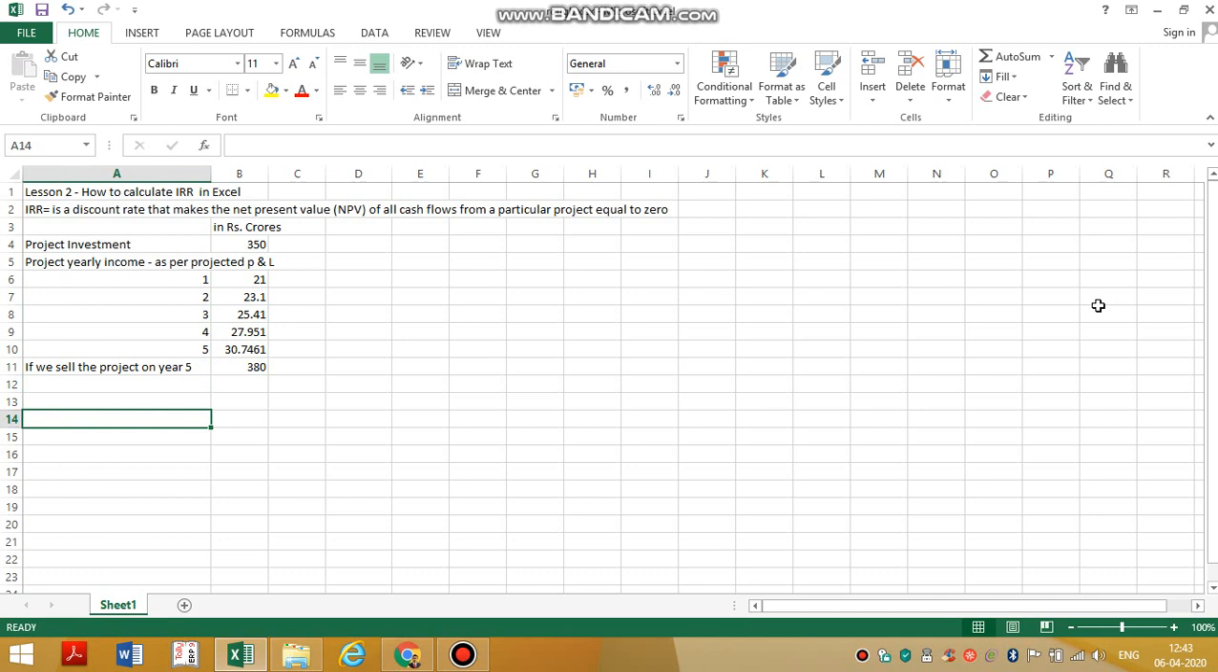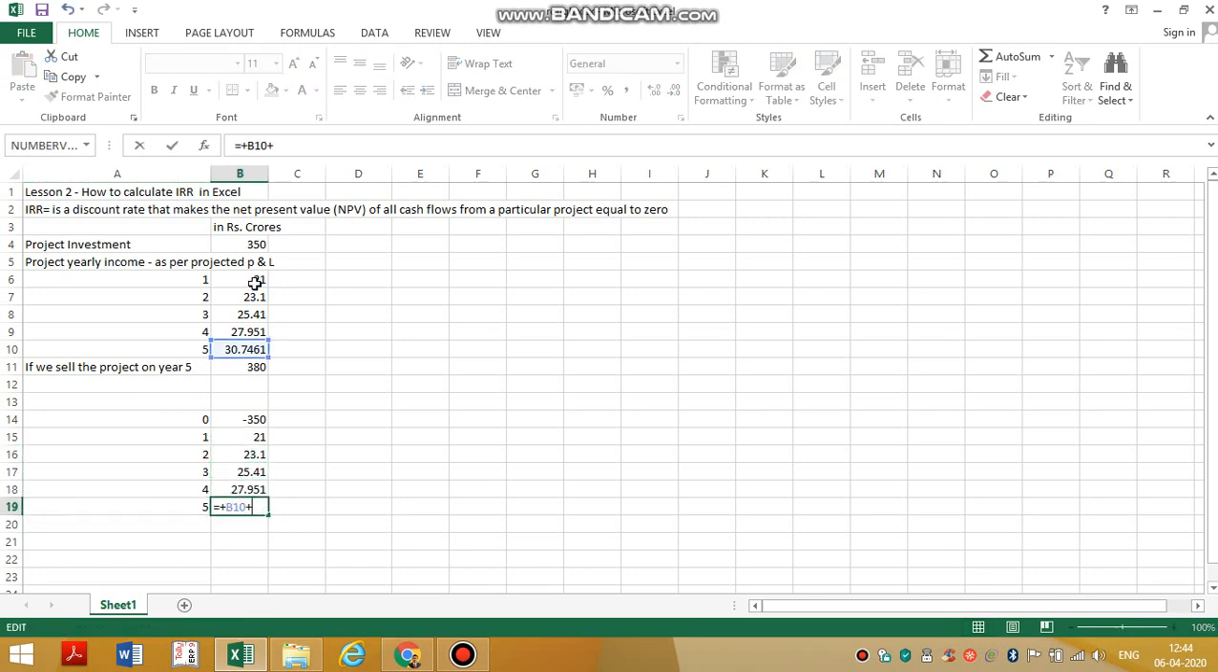Now how to calculate IRR? Year 0, then 1, 2, 3, 4, 5. In year 0 we are going to invest, so it's an outflow, so negative 350. From year 1 onwards we are going to get positive cash flows. And in year 5 you also get this 380, so 410 crores you will get in year 5.